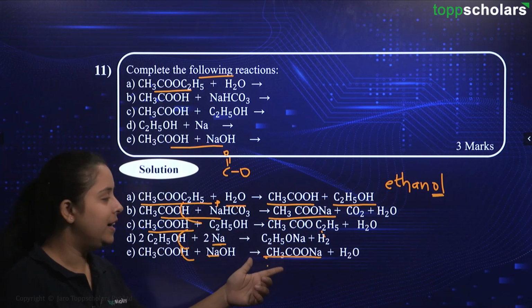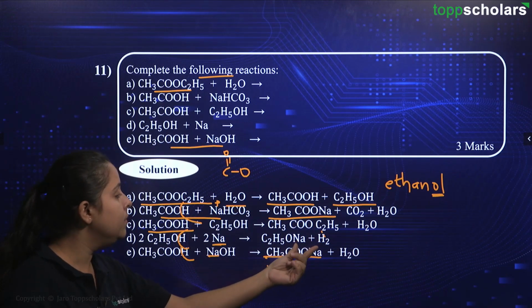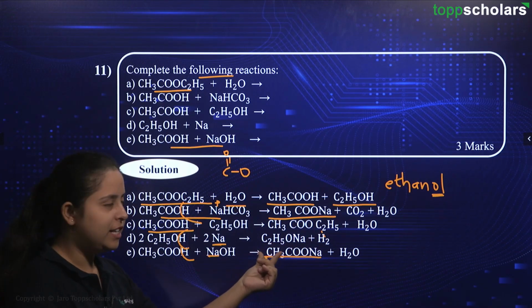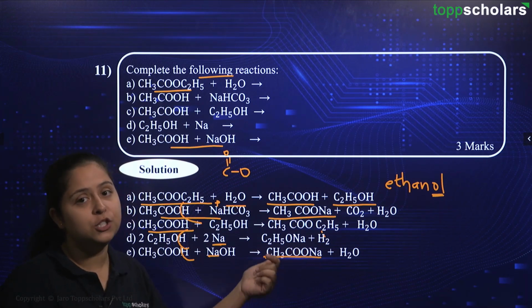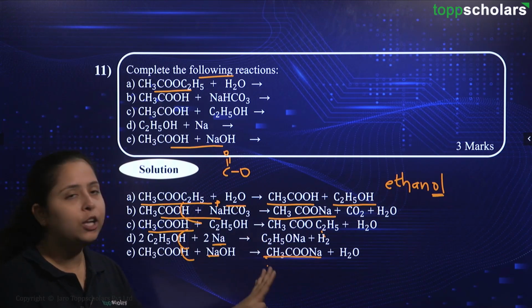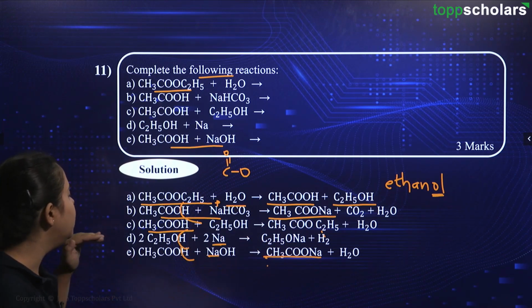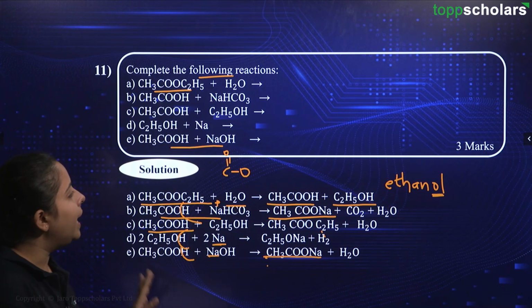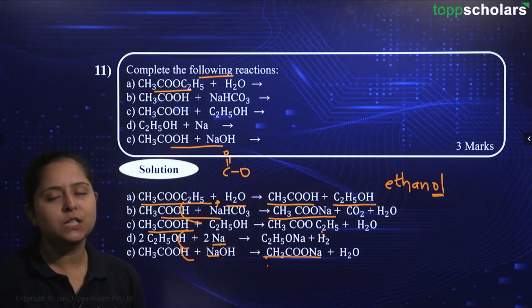In the D part, friends, this name is sodium ethoxide, that is for C2H5O-Na, because of the presence of oxygen. Okay, so this is sodium ethoxide, which is the product in your fourth reaction. Writing all of these things will fetch you 3 marks for sure.